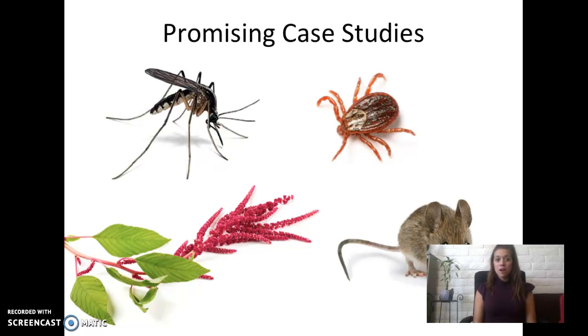Gene drives could also have applications in agriculture. Amaranth is considered an invasive species, and it has become resistant to herbicides. Gene drives are a potential solution to control these weeds, although this example is a little bit more controversial, and I'll get back to this later.